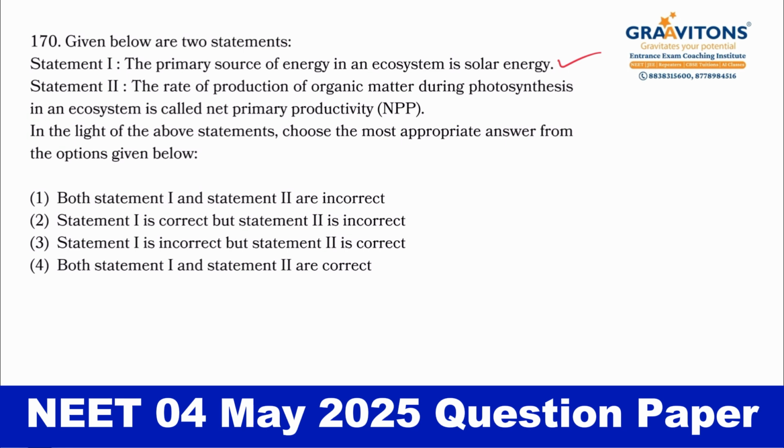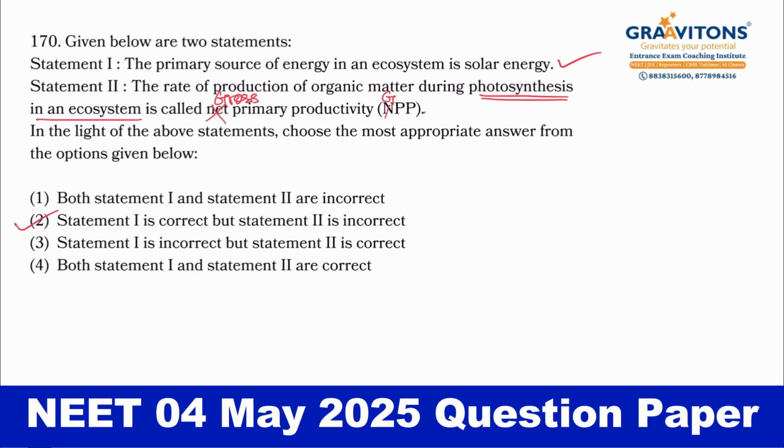And second statement, the rate of production of organic matter during photosynthesis in an ecosystem is called net primary productivity. They have given it is not net primary productivity, it is gross primary productivity, GPP. So second statement is wrong. Answer for this question is option 2.